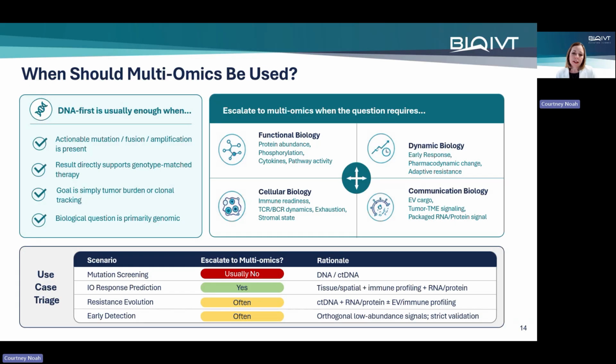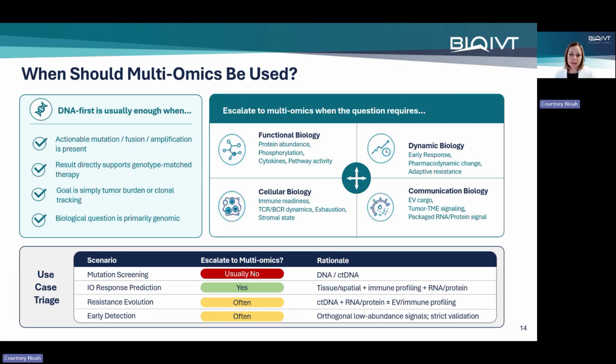But in other situations, the biology may extend beyond DNA and what it alone can tell us, and that's where we may need to consider a multi-omic strategy. As we're trying to understand or predict immunotherapy response, we know that the mutation profile is important, but it doesn't capture that full picture. A response may depend on the immune cell composition and, as I was mentioning before, that activation state or inflammatory signaling.